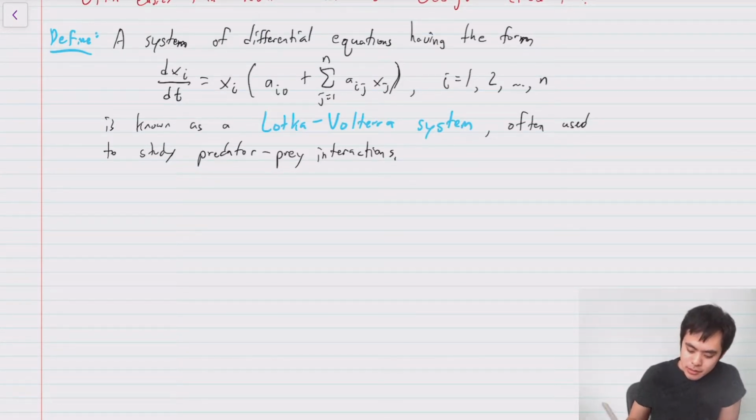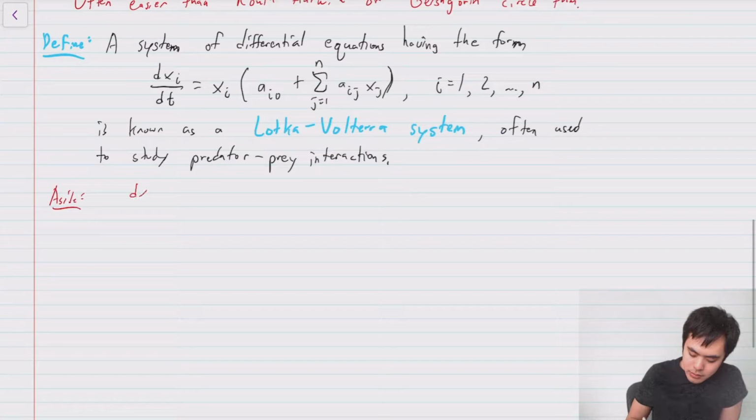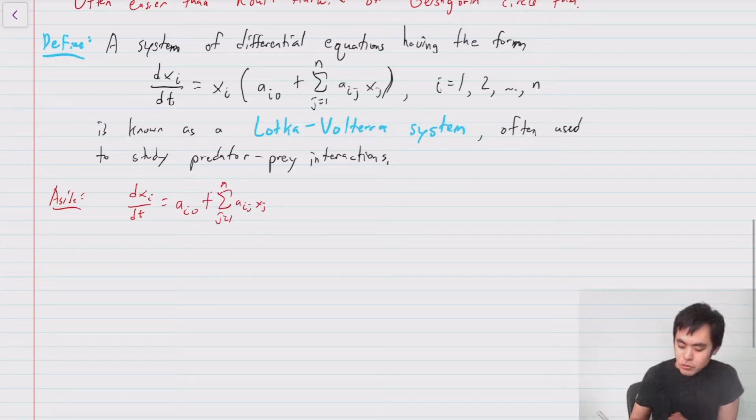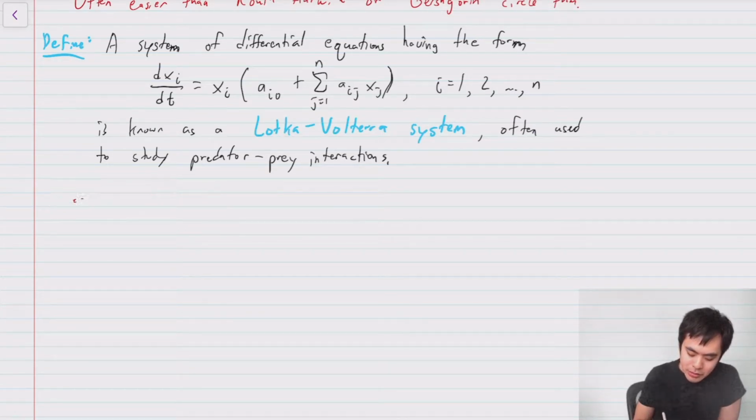Notice that the aside, dxi/dt is equal to just ai naught plus the sum from j equals 1 to n of aij xj. So if you remove that term, then this is affine, which is to say you can rewrite the system. Actually, let's go ahead and rewrite the system in a slightly different way.